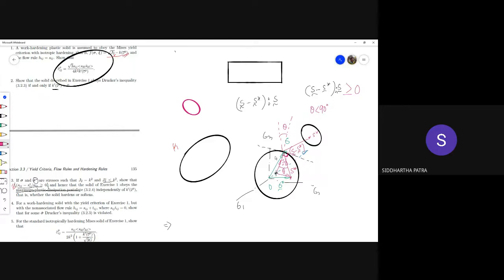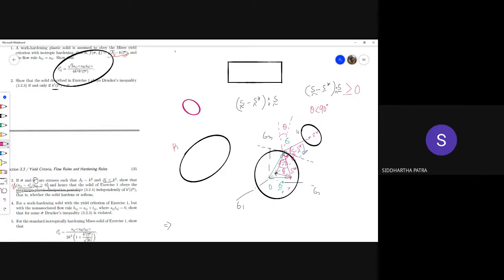So you see, in order to have this angle theta be an obtuse angle, this S star must exist outside of the yield surface. It cannot even be tangential, it cannot be anywhere on the yield surface. If it is inside the yield surface, the angle is always less than 90 degrees. You can take anywhere, it is always less than 90 degrees, and therefore the inner product is always going to be greater than 0.